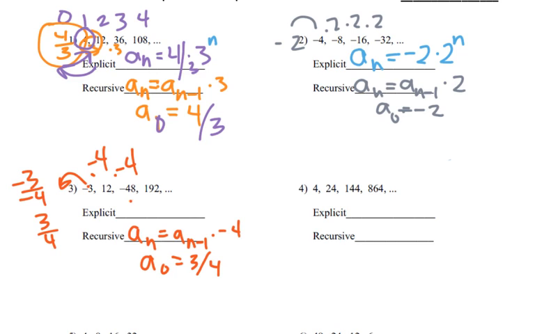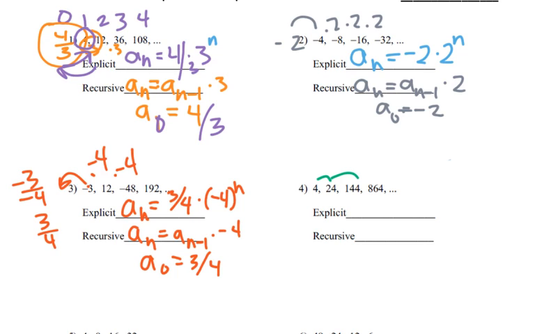So our explicit a sub n equals positive 3/4 times, and I'll put this in parentheses, negative 4 to the n power. And I put it in parentheses because that's just a good reminder of where it should be. Because sometimes in a calculator, if you don't put the negative in parentheses, it won't work appropriately.